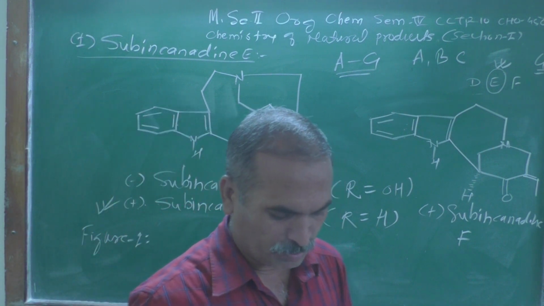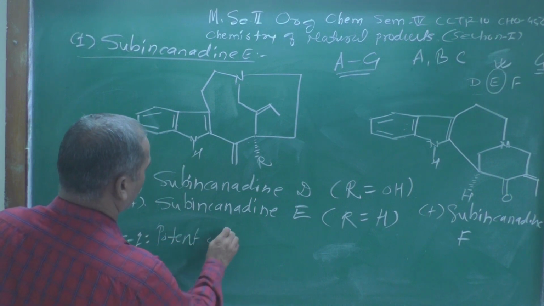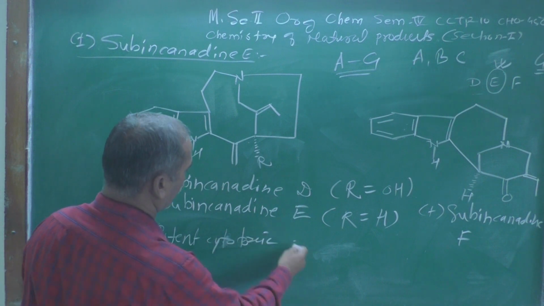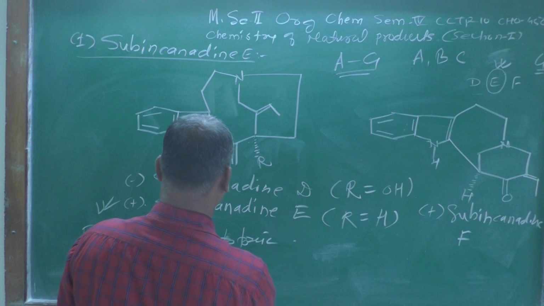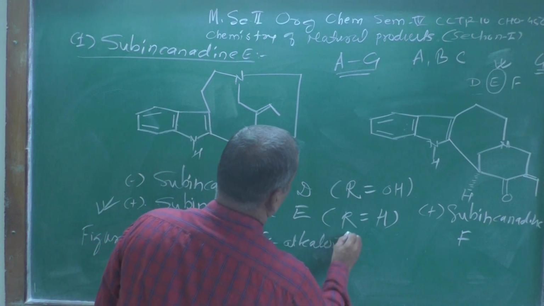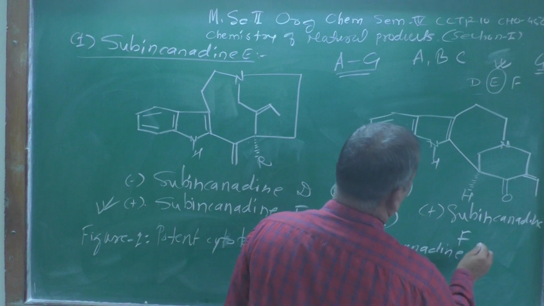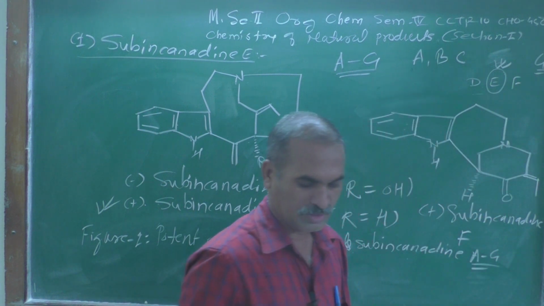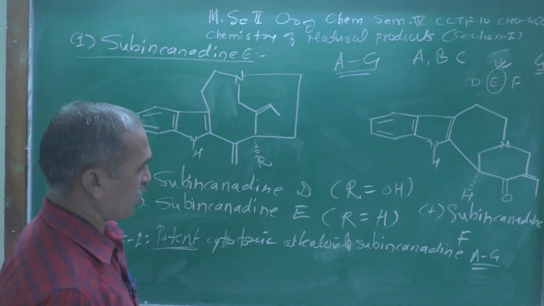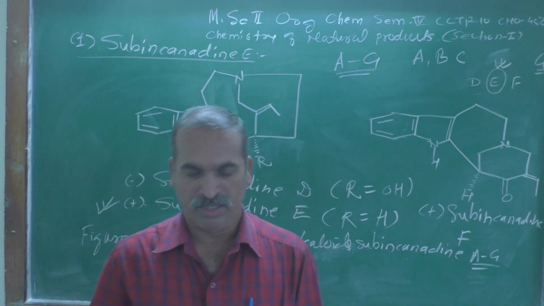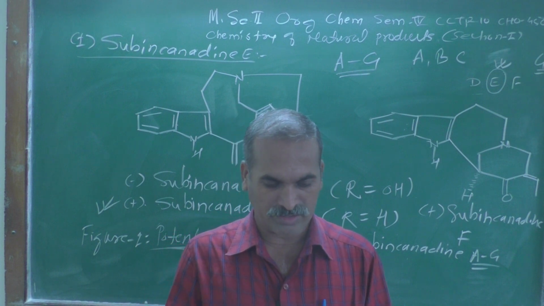What is that? Potent cytotoxic alkaloids, Subincanadine A to Z. So all the structures we have seen here are potent cytotoxic alkaloids, and alkaloids, as we know, behave like an alkali, and therefore they are termed alkaloids.